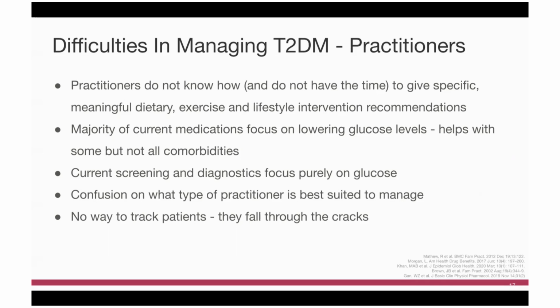So with this disease, patients tend to see a large number of practitioners, and it can become confusing for the practitioners as well as for the patient who's in charge of what's happening for them. So is it an endocrinologist? Is it their internist? Is it the family doc? Is it their podiatrist? It's a little bit difficult when they're juggling so many different people.